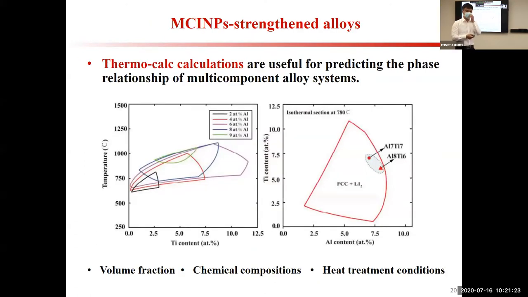Before I go to the detail of the processing of the material, I use the Thermo-Calc, a very famous software, to conduct the thermodynamic calculation and also the kinetic calculation. We use this thermodynamic calculation to screen the alloy composition and to predict the phase relationship of the multi-component alloy system. And by this way, we can predict the volume fraction and the alloying effects, such as aluminum, titanium, and also some different kinds of elements, to predict their effect on the phase regions, and also to predict the chemical composition of each individual phase. And also based on this phase relationship predicted by the Calphad calculation, we can customize the heat treatment conditions.